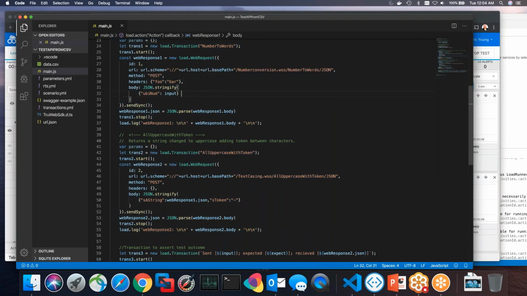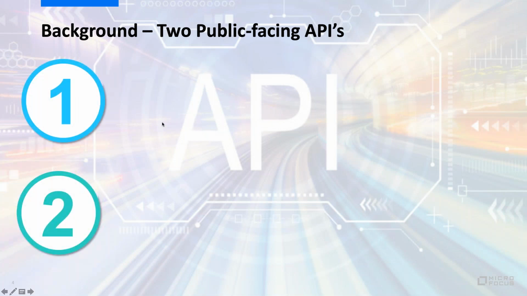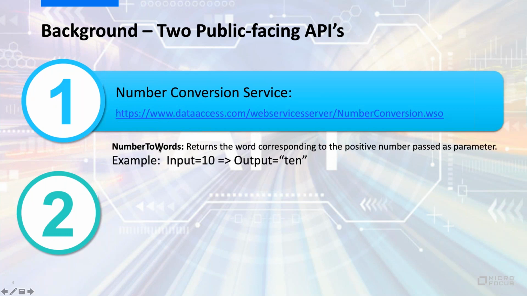And just to quickly show you where I got these, there's 2 public facing APIs. You could use these for your test if you wanted to. Number 1 is this number conversion service. Here's the REST endpoint. And as you can see, it has a real simple utility that you basically pass an input with a numeric value such as 10, and then it will actually give you the alphanumeric value that equates to that.